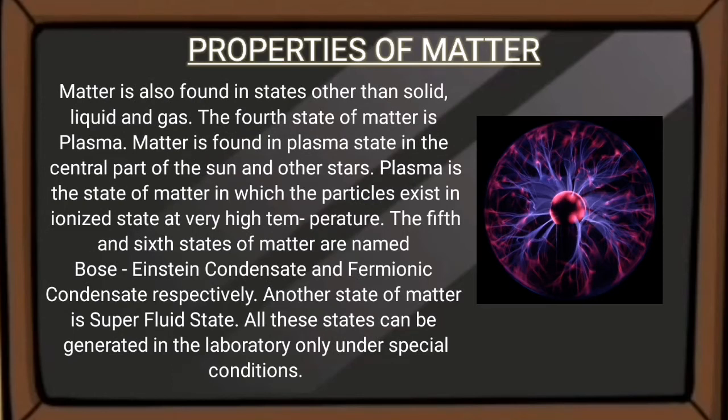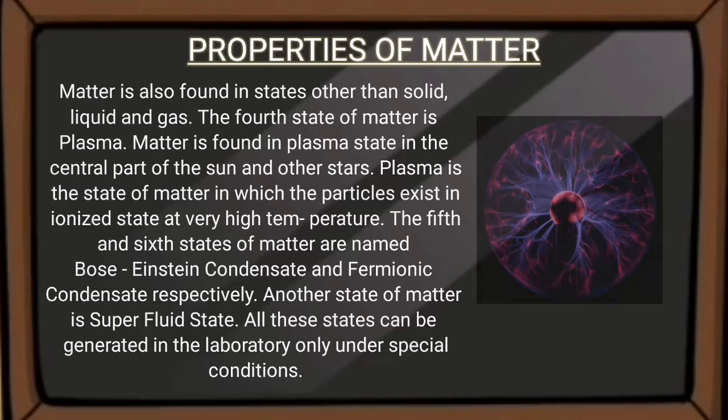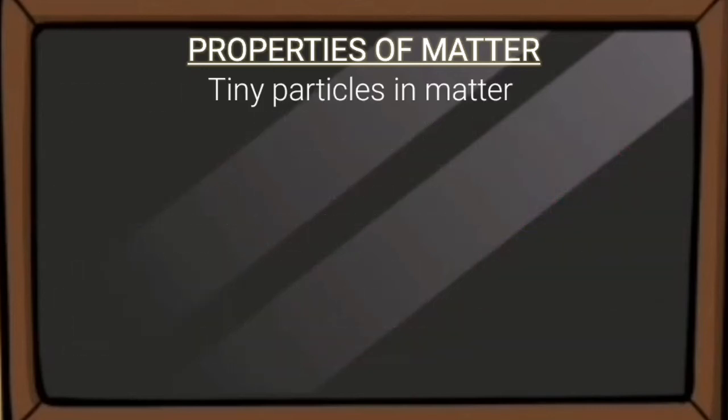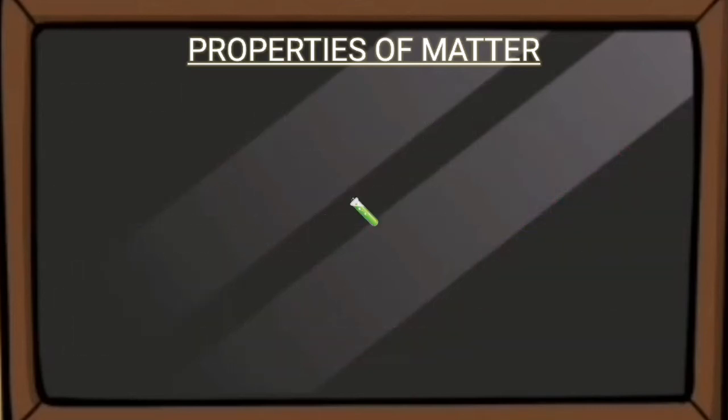The fifth and sixth states of matter are named Bose-Einstein condensate and fermionic condensate respectively. Another state of matter is the superfluid state. All these states can be generated in the laboratory under special conditions. Tiny particles in matter. Let's do an experiment to understand this part better.